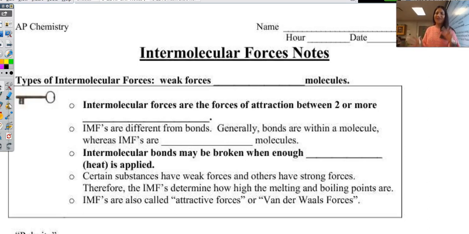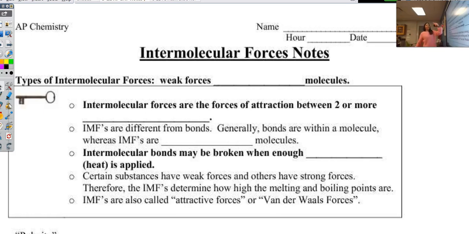Today what we're going to be doing is a quick review of intermolecular force notes. We're going to go through and try to figure out what these IMFs are, really just getting the main idea about what they are before we get into the details that we need to do for AP.